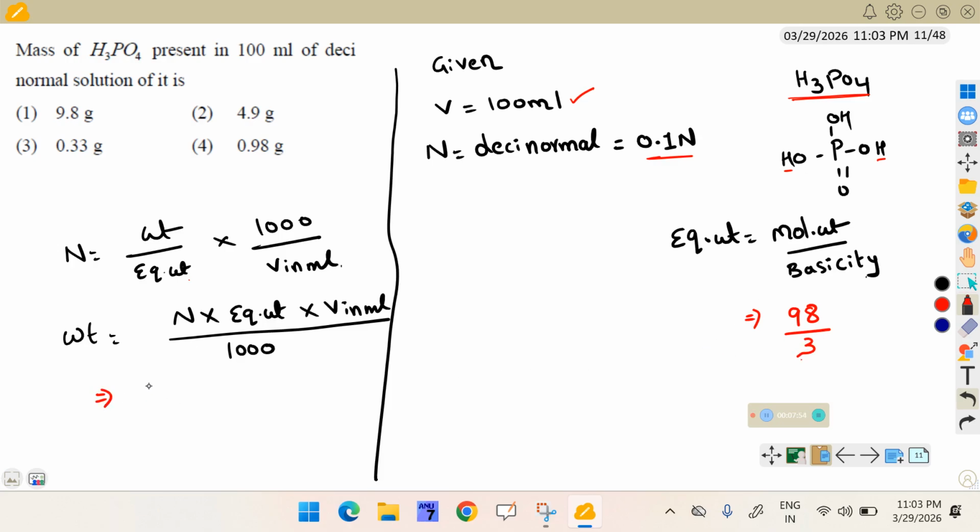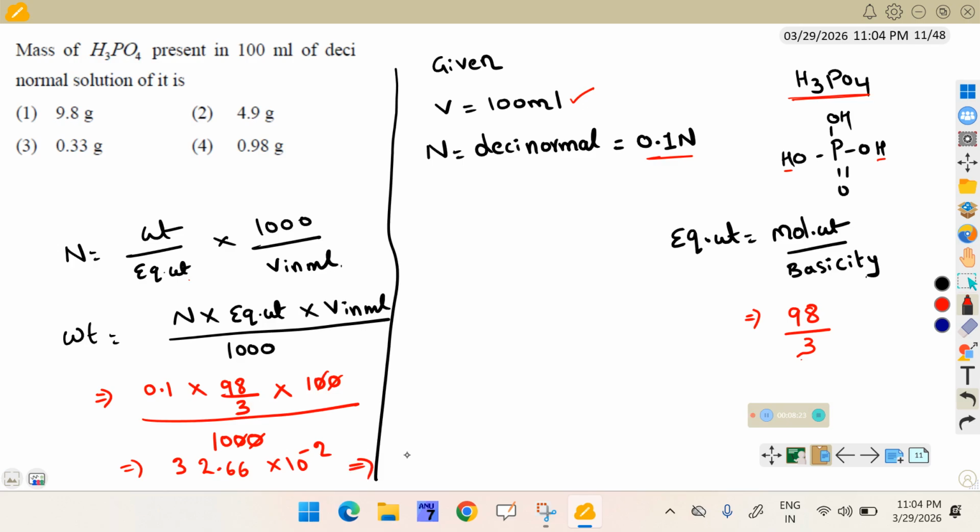Now you can substitute. Normality is 0.1 into 98 by 3 into 100 by 1000. Then 98 by 3 value, 0 cancel. 32.66 into 10 power minus 2. It can be also written as 0.3266 grams. Nearby answer is third option.